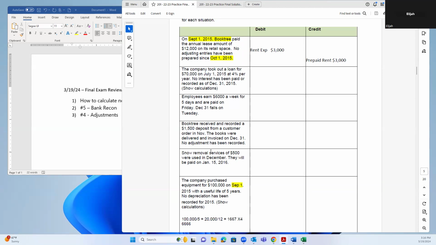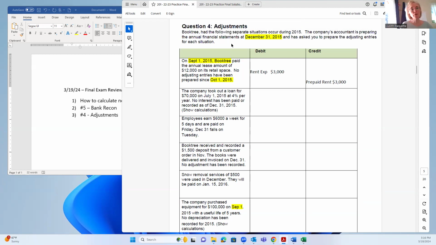Yes. So let's back up. Booktree, when are we making these entries? The company's accountant is preparing the annual financial statements at December 31st and has asked you to prepare the adjusting entries. So watch the dates here. They're doing the entries in December. And for the 4 prepaid types of adjustments, you would have had an earlier original entry, and now you're having one of those 4 adjusting journal entries, okay?